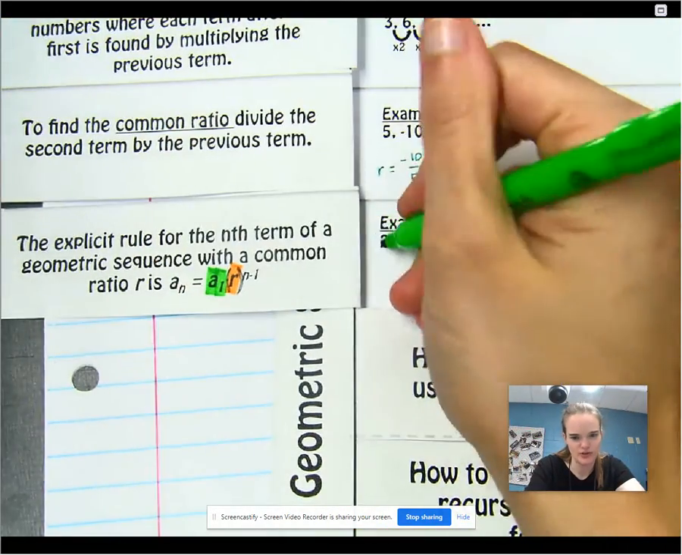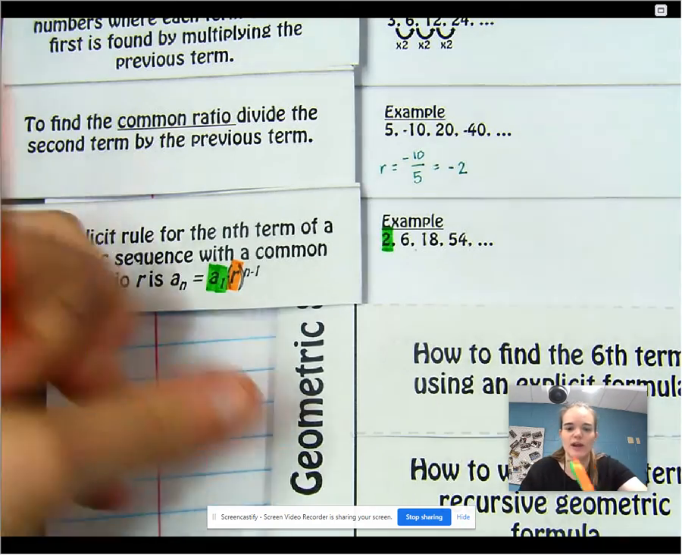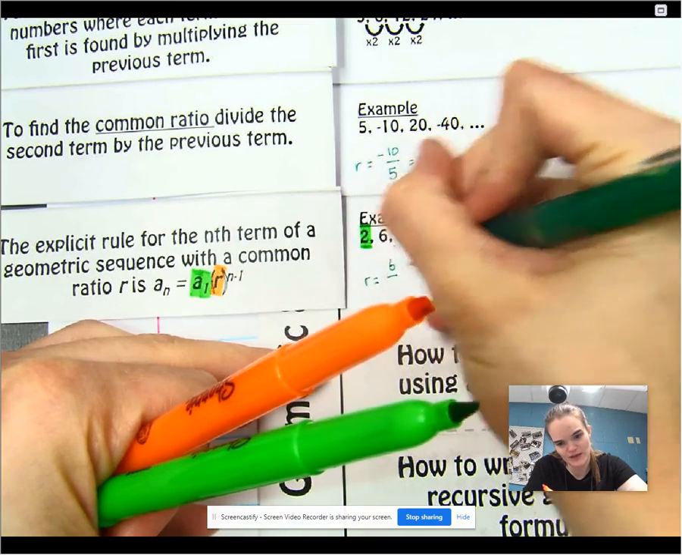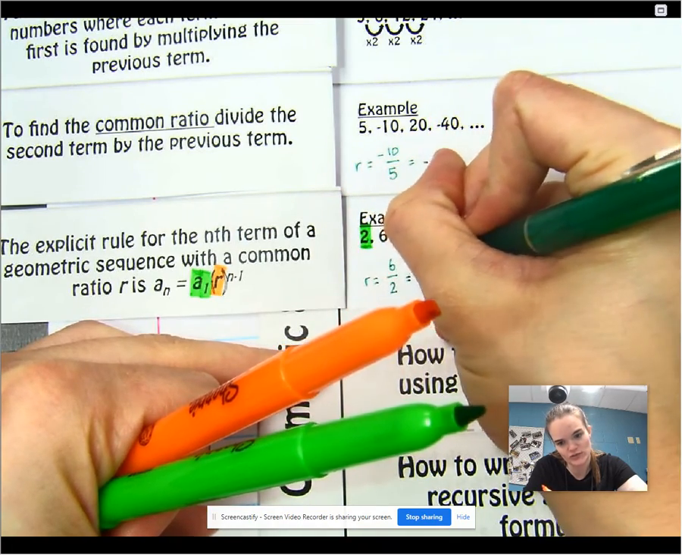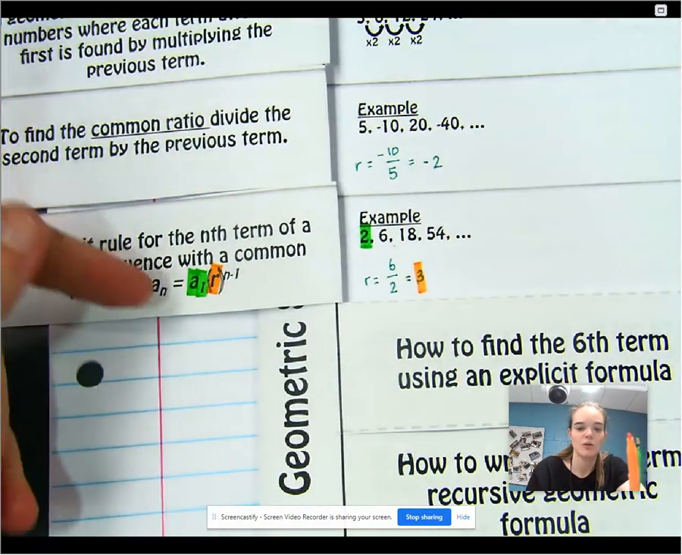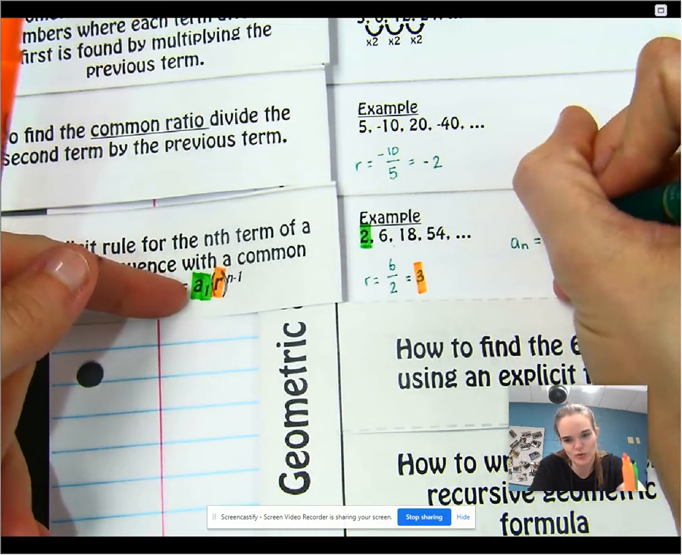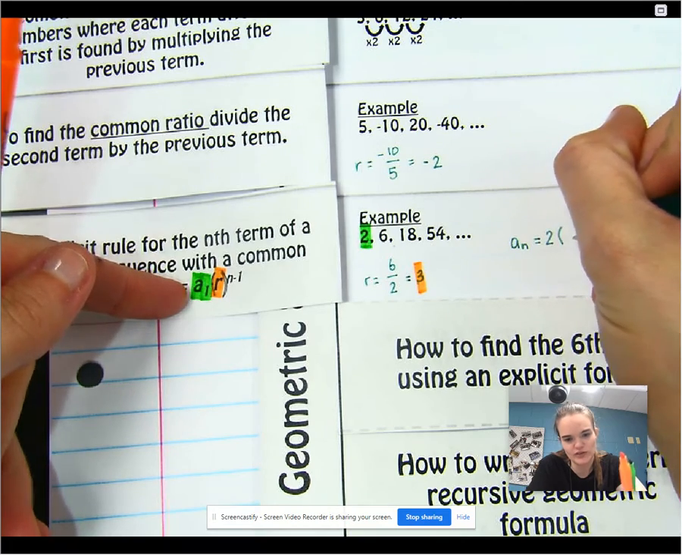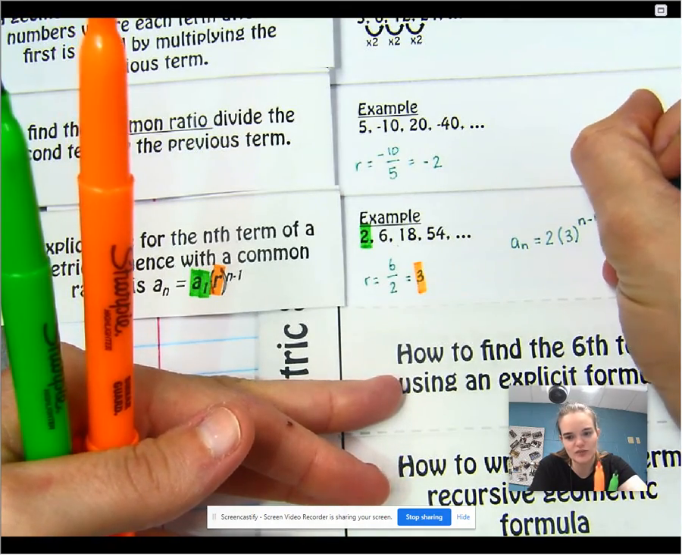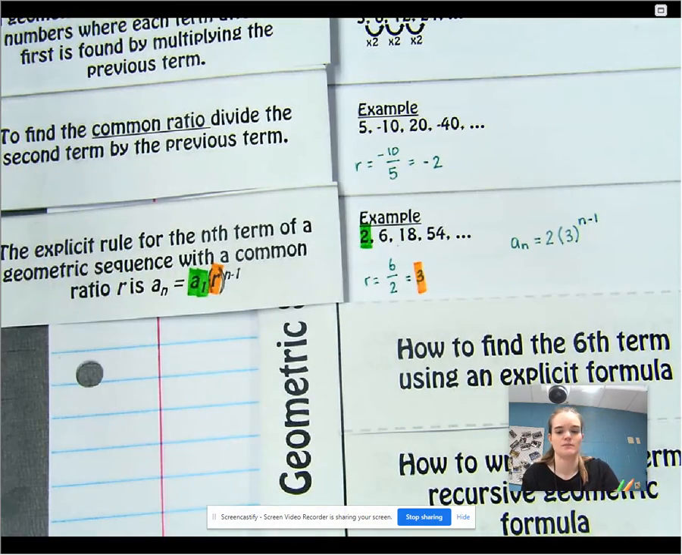A1 is the first term. The first term is 2. R is the ratio. The ratio is the second term, 6, divided by the first term, 2. The ratio is 3. Plug that in. Plug in 3 and 2. We write down A sub n equals, instead of A sub 1, we put 2, open parentheses, we put R, which is 3, close them, and then n minus 1 is an exponent. It's not over here to the side. Make sure you make it as an exponent, because that's what it is.